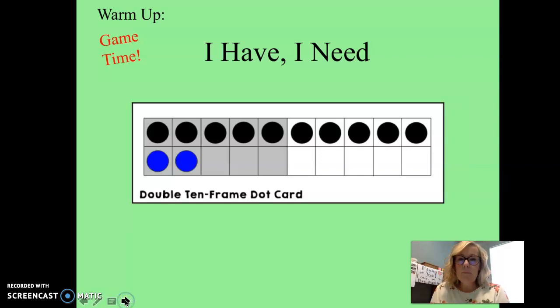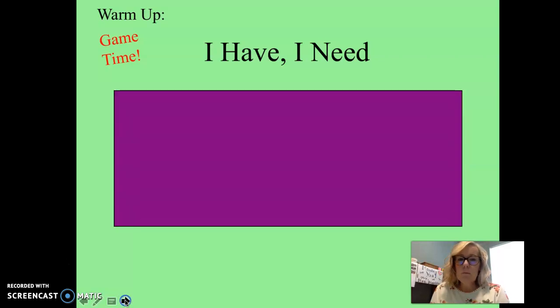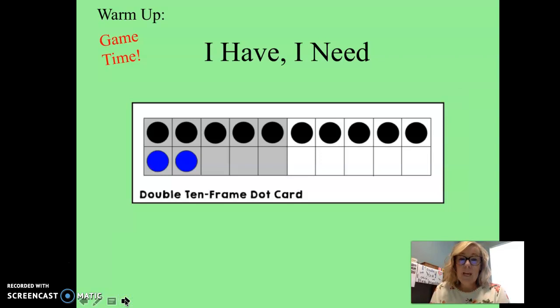I have 12. How many more do I need to make 20? 8 is the correct answer. You see we have 5 empty boxes here, plus 3 more. 5 plus 3 equals 8. 8 plus 12 equals 20.